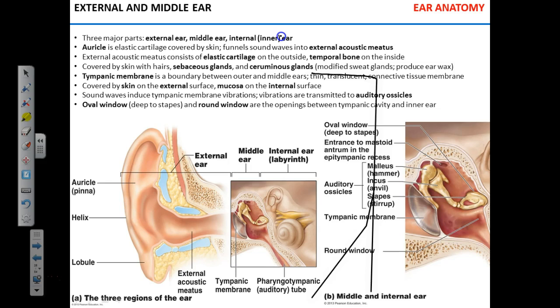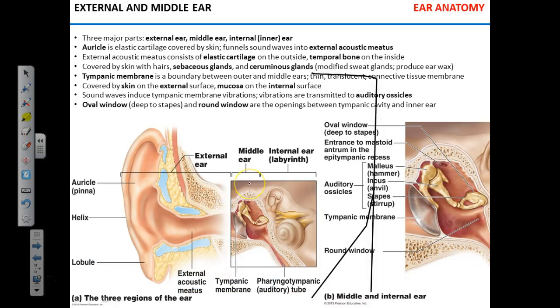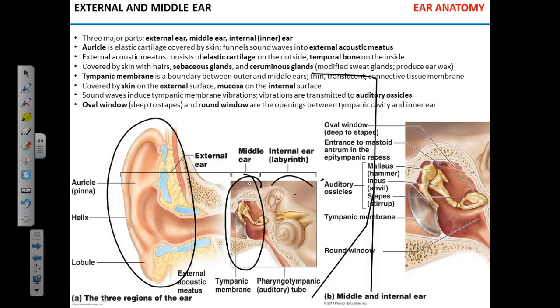Ear has three parts. External, and I didn't get one for myself, never mind. Try to identify it yourself. External, which I can show on myself. That's the external ear. Okay? Middle ear and the internal or inner ear.